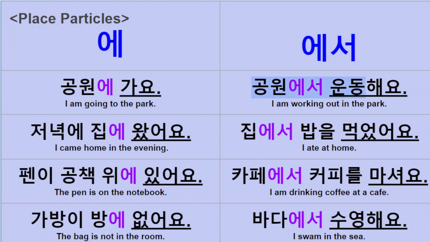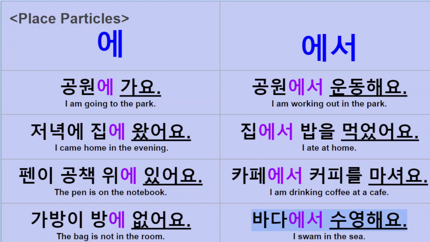Like the first one, 공원에서 운동해요. So 운동 is taking place in the park, right? That is why I need to put the place particle 에서 here. And 집에서 밥을 먹었어요. So 먹었어요, ate. This one took place at home, so I need to put the particle 에서. 카페에서 커피를 마셔요. Again, 에서 is the right one with the verb 마시다, 마셔요.